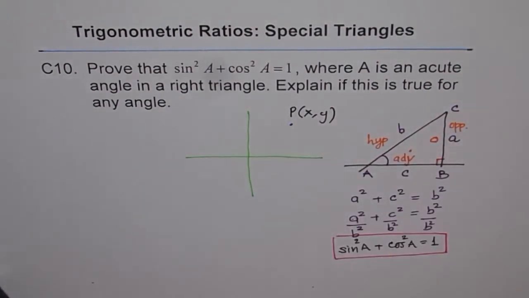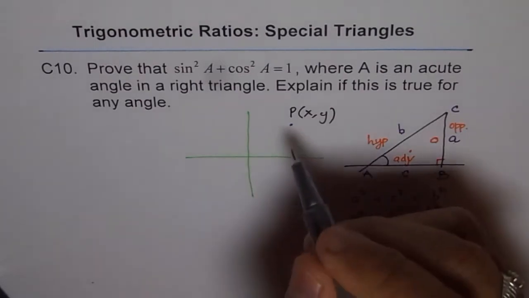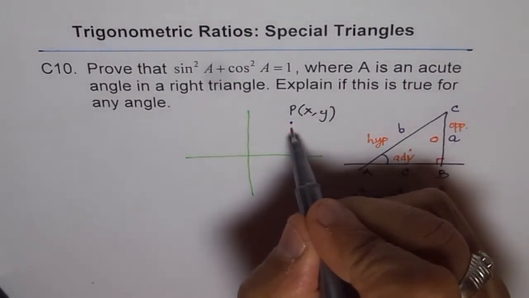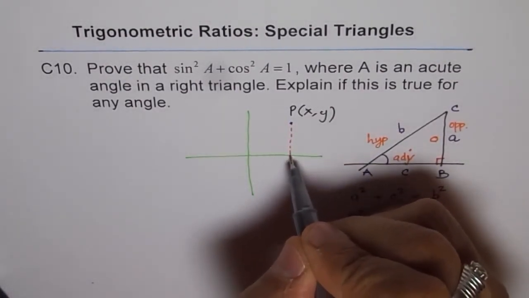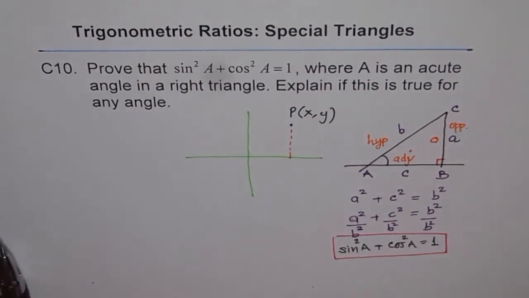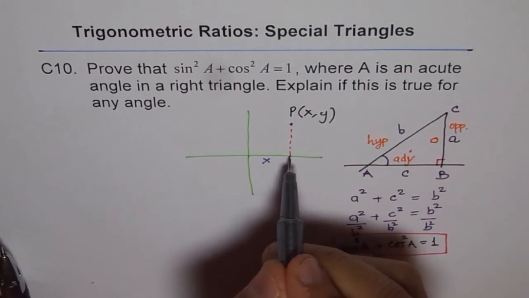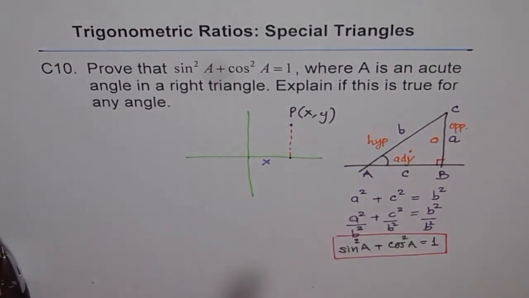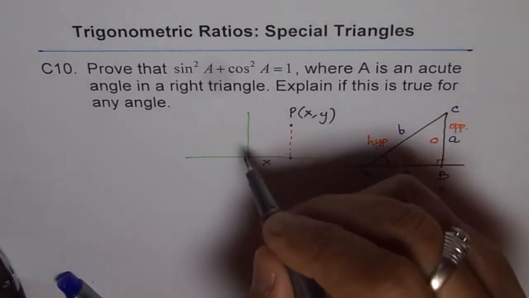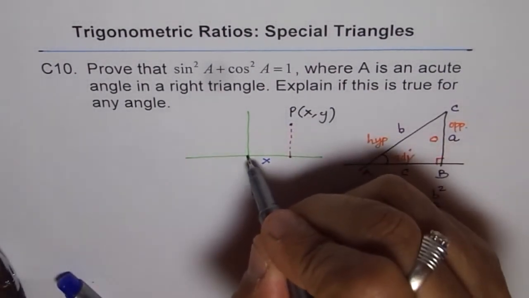So it means what? It means that if I drop a perpendicular from here, then this side, this side from 0 to here should be of length x. This is my point x, correct? And if I join this, let me join it with the origin, right? Like this.